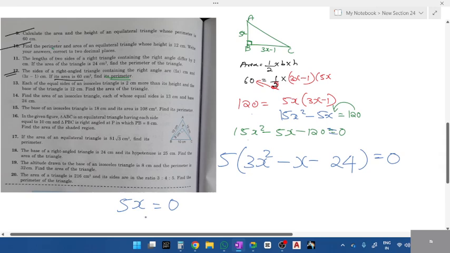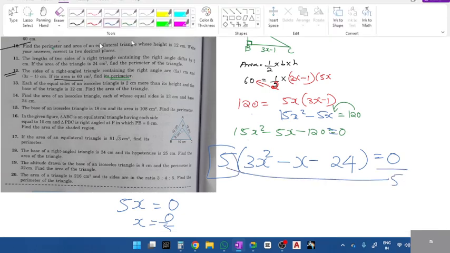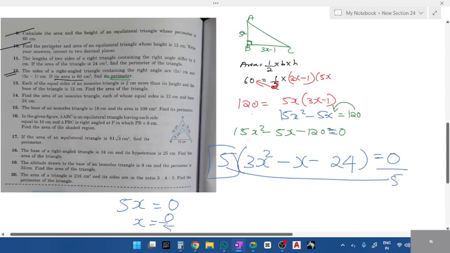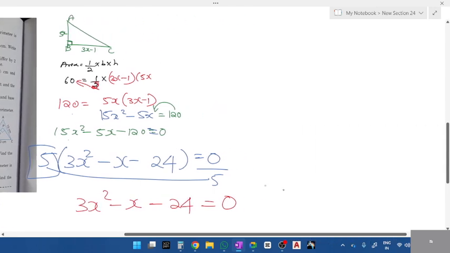Now, can you all tell me the answer for this, students? 5x is equal to 0. What's the value of x? What happens to 5? No, not 5. Can I divide by 0? 5 divided by 0, right? What is 0 divided by 5, students? 0 divided by 5 is 0. So 3x square minus x minus 24. Now it is quadratic. We have to use the quadratic chapter method.